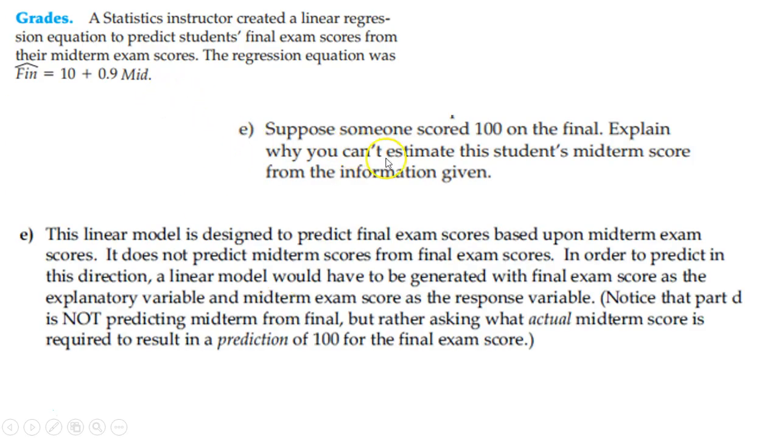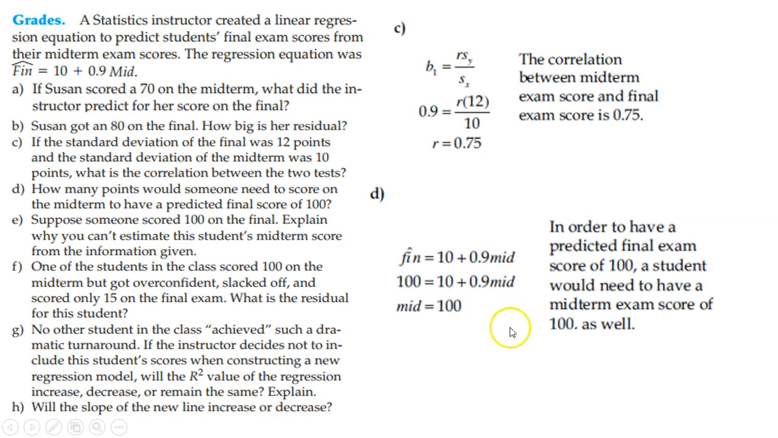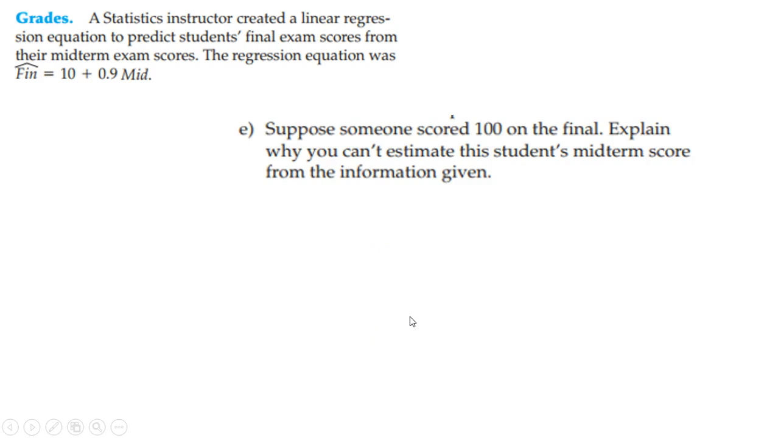For E, it says suppose someone scored 100 on the final exam. Explain why you can't estimate this student's midterm score from the information given. It says the linear model is designed to predict final exam scores. So remember when we were doing these problems a couple of sections ago, I said that you can't plug it in the other way around. Like, you shouldn't do this. You shouldn't put in the final score. It says, how many points would someone need to score on the midterm to have a predicted score of that? So the point they're getting at is they're just trying to figure it out. But if I'm given an actual score, the real score, because this is predicted, I can't plug it in. And that's what E says.